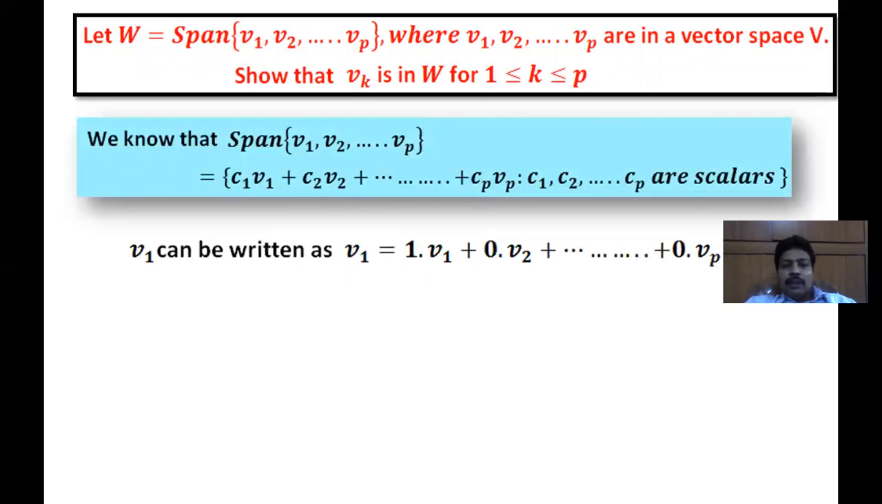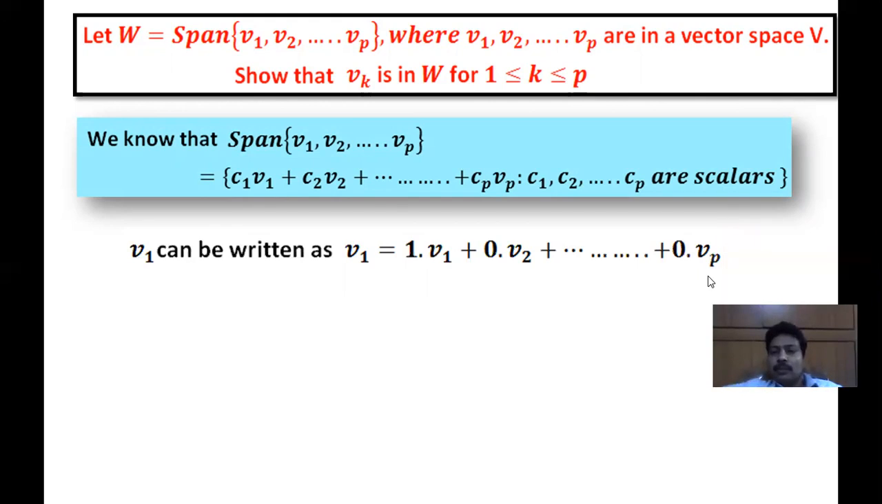And using this definition, we can write v1 as v1 is equal to 1 v1 plus 0 v2 plus so on plus 0 vp. I have chosen the set of scalars such that the multiple of v1 is 1 and the remaining are zeros. So now v1 is a linear combination of all those p vectors.